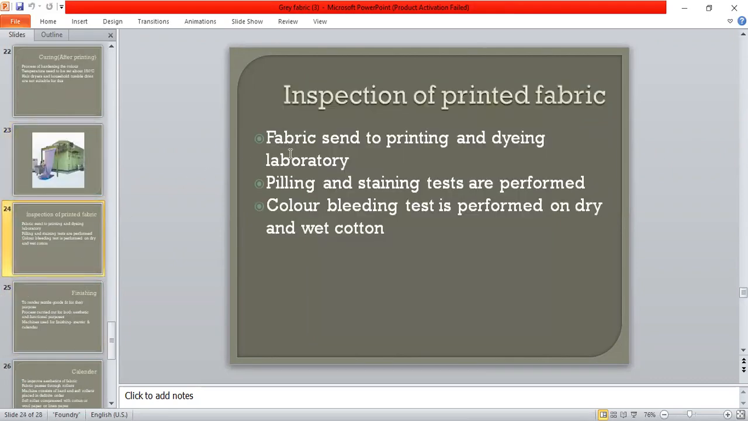After that, the process is inspection of printed fabric. After the printing, dyeing and curing, the fabric sample is sent to the printing and dyeing laboratory, where pilling and staining tests are performed. Color bleeding is also a kind of test which is performed on dry and wet cotton cloths.